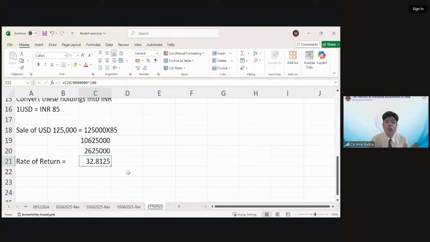Now, please remember there are two currencies, right? USD and INR. So one has appreciated, the other has depreciated. So which one has appreciated over here? You have USD, which has appreciated from 80 to 85.